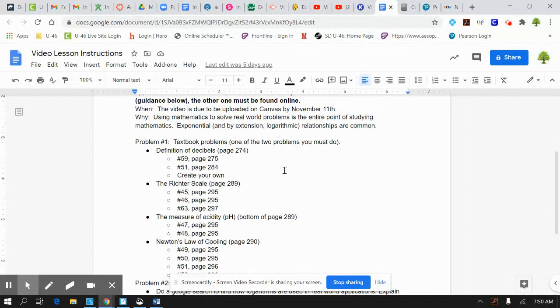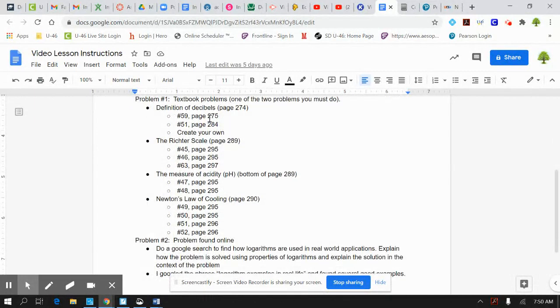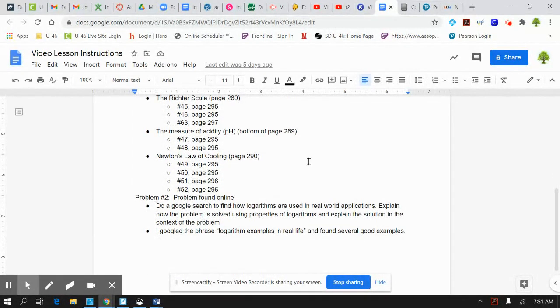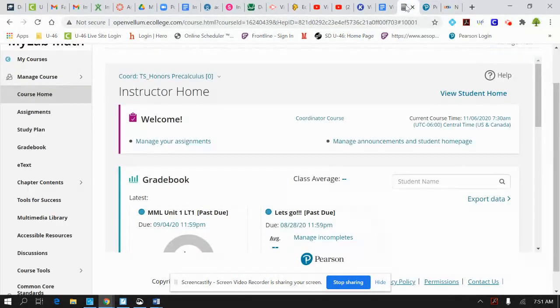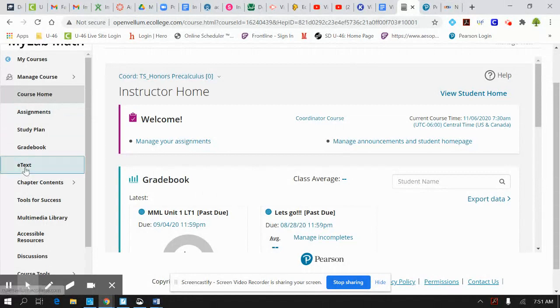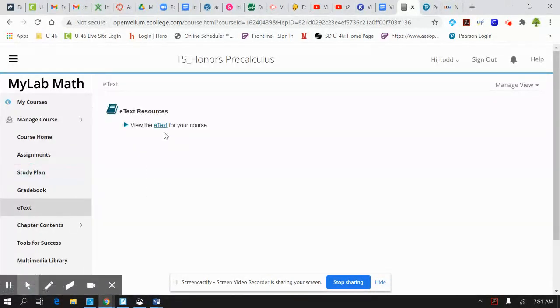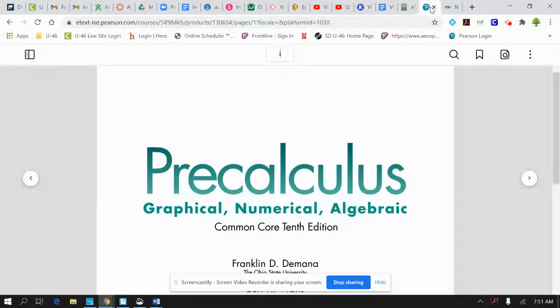So how do you access these from the textbook? You've got four options: decibels, Richter scale, pH, and Newton's law of cooling. I'll go over the law of cooling. It also explains how to do problem two, but you'll have to go to your MyMathLab account. On the left, you'll have the e-text. You click on that, you click on this link, e-text, and it brings you here.